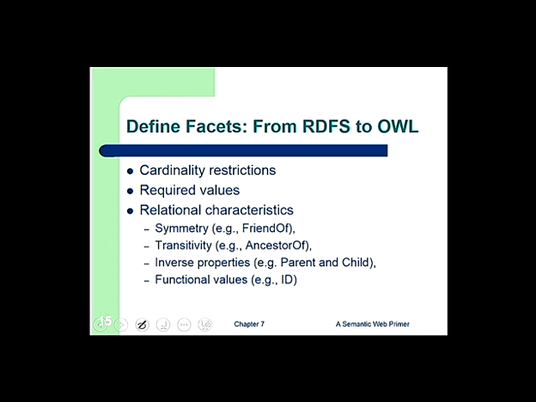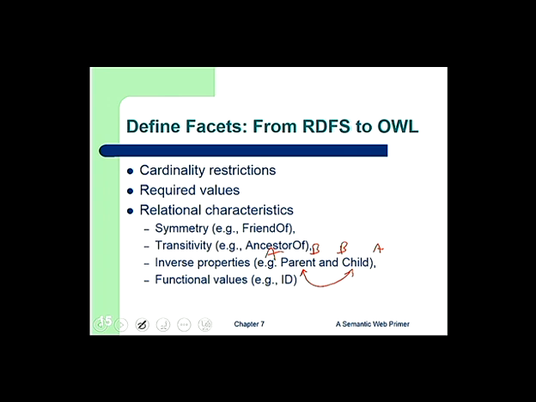Similarly, we have inverse properties. Sometimes there is an inverse relationship between two individuals. Like if A is parent of B, then B is child of A. So parent and child, they are inverse properties. Okay, so we can define this.